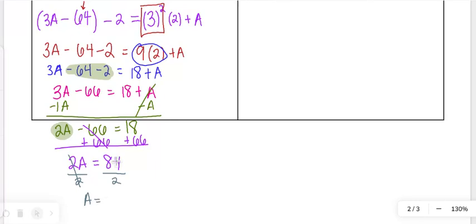And we get a equals, and if you can do this in your head, you can divide each digit by 2. 8 divided by 2 is 4, and 4 divided by 2 is 2. Or even 80 divided by 2 and 4 divided by 2, and you get 40 and 2, and that's going to be 42. So a is equal to 42 on this example.